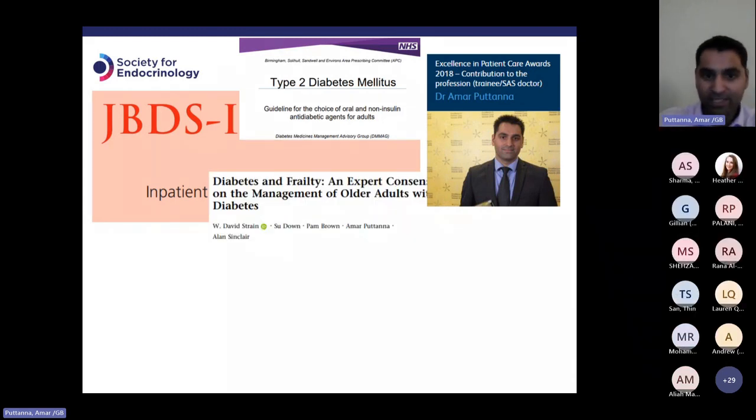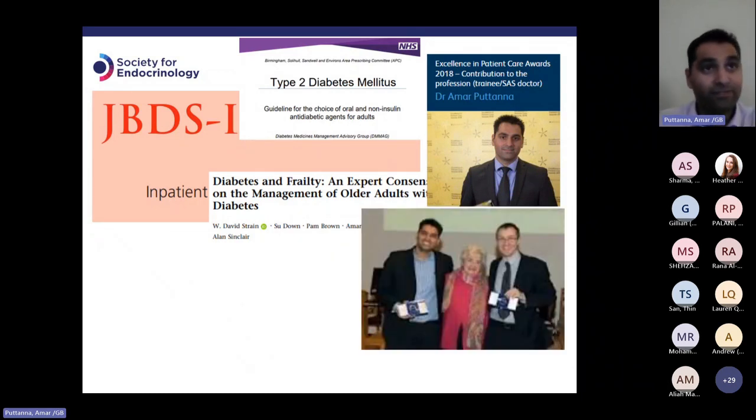Again, diabetes and frailty and expert consensus, which is used quite a lot and referenced a fair few times. So again, really proud of that. It's very blurry because this is my first RCP Edinburgh teaching award a long time ago. I'm glad it's blurred. You can't see my youthful face.